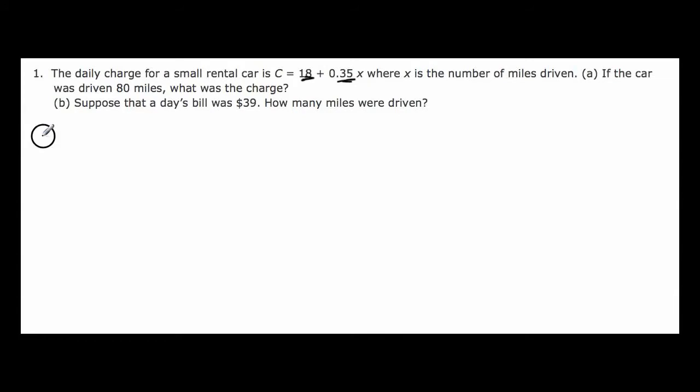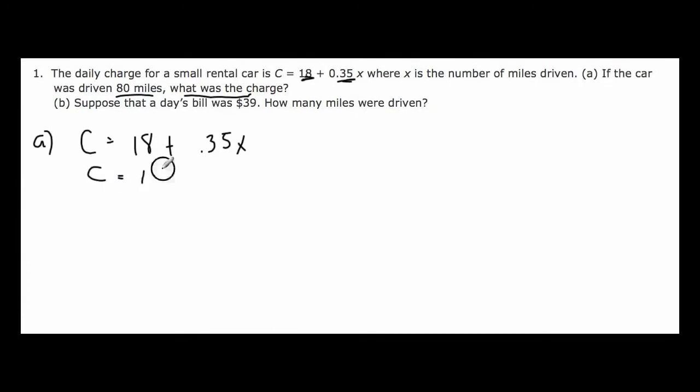So the first thing we learned today is that we're going to write the formula down. The cost is $18 plus 35 cents for every mile. Okay, now we know we have to substitute in for one of those variables. Which variable are they asking for? They're asking for the charge, so that's C. So we have to know X, which is the miles, and it gives us that. So now we can substitute.